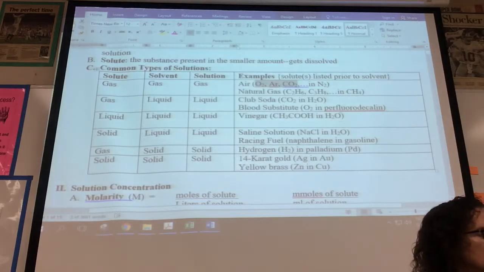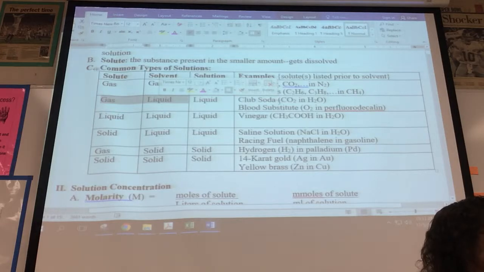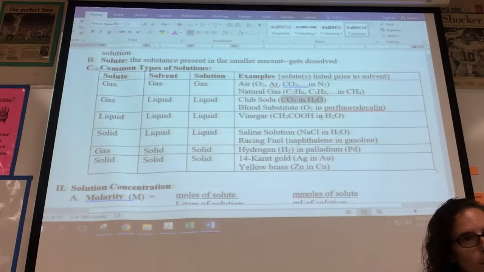Natural gases, for example, you can have ethane, you can have propane dissolved in methane. You can have gases dissolved in liquids. Some of you drink soda for breakfast. That is incredibly unhealthy. But you would have carbon dioxide gas dissolved in liquid water.